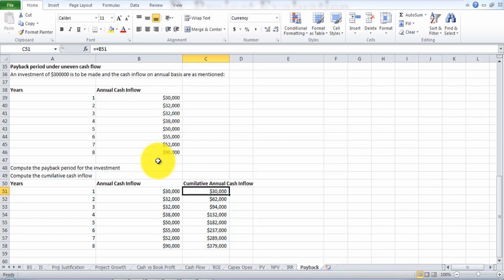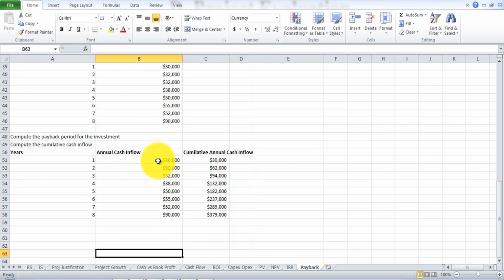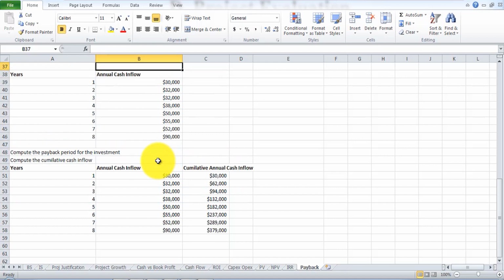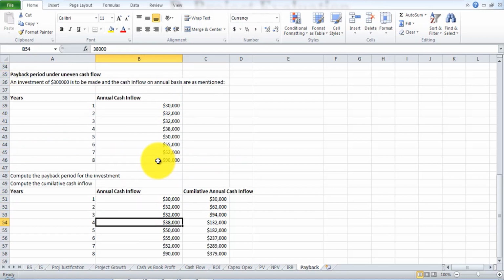So it's 30,000 for the first year, second year 30,000 from the previous year plus 32,000 from the current year, that's 62,000. For the third year, 62,000 from the previous year plus 32,000 from the current year, 94,000, and so on. Now we're going to see what the initial investment, or you can say the outflow, was: $300,000, okay? And here the $300,000 is not covered when you have $289,000 over here. So it's obvious that the payback period is more than 7 years over here.